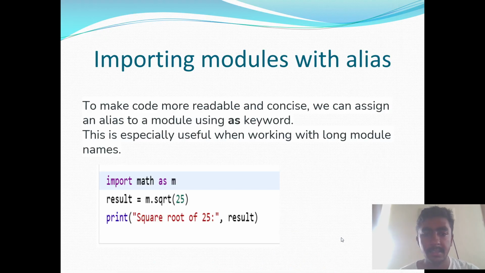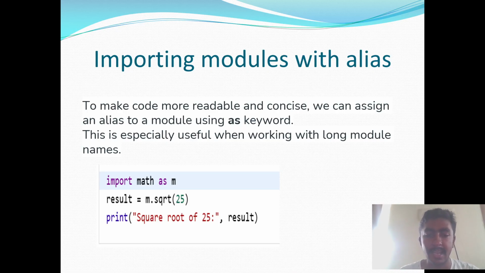Aliases are very useful when working with long module names. In future, when you learn data science, you will often use import pandas as pd and import numpy as np. Almost every programmer uses these aliases. They have become an industry standard.